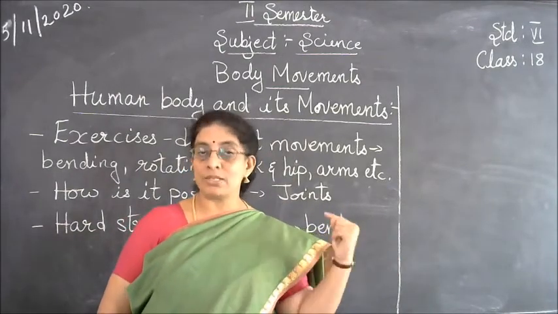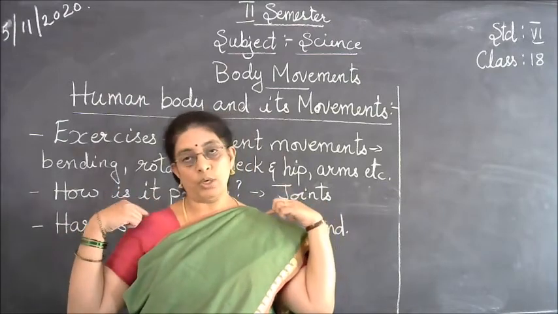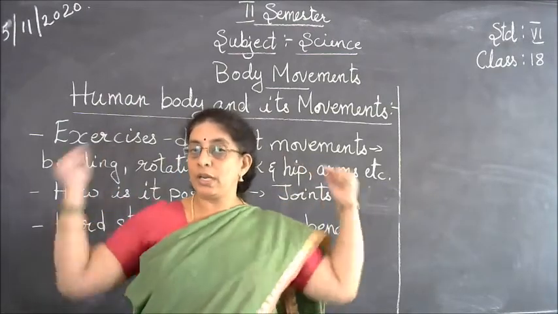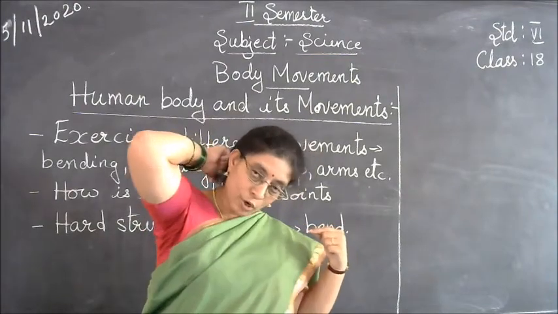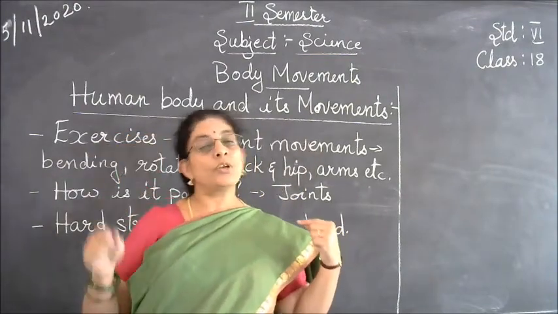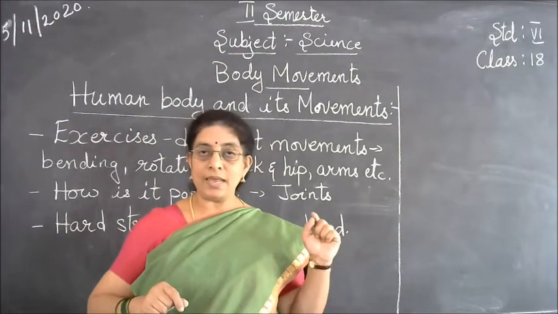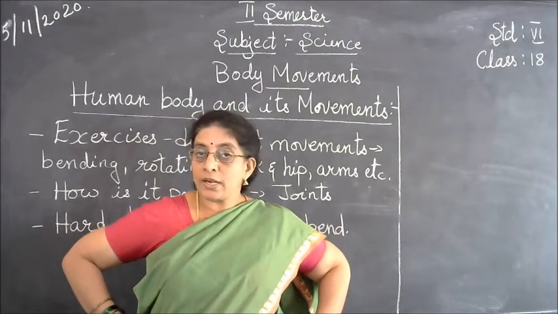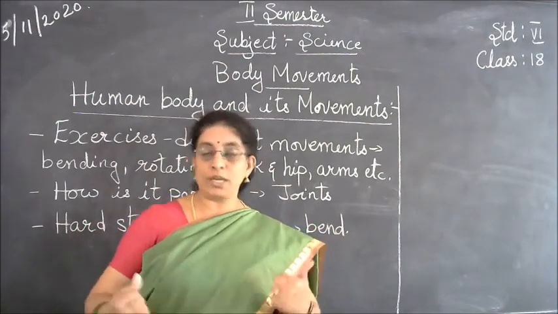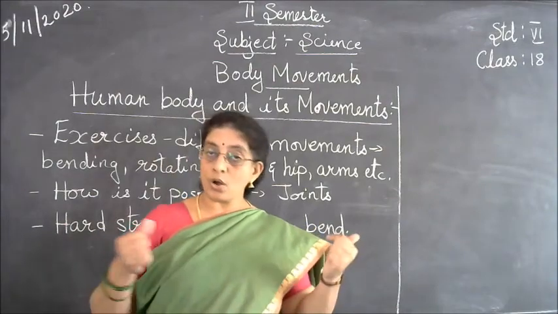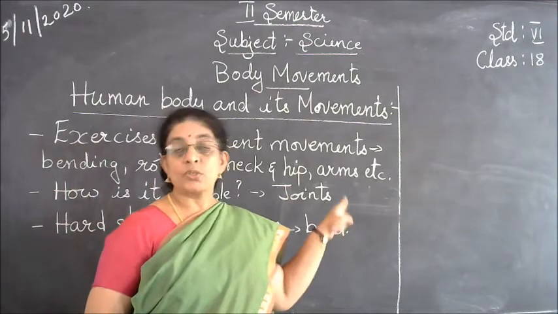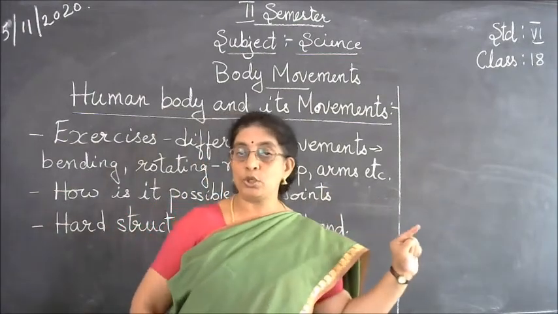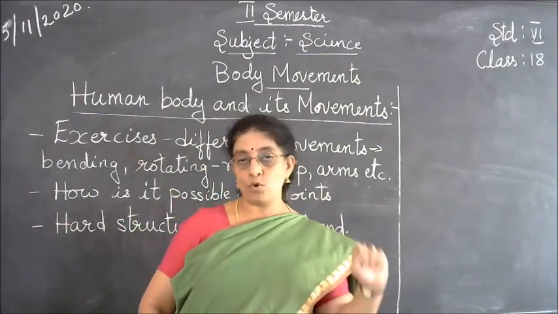Okay, so there is a joint in your shoulder, so you are able to rotate your hands. There is a joint between your backbone and your neck, so you are able to rotate your neck. There is a joint in your hip, so you are able to rotate your hip. So all this is possible because there are joints. These joints help you to have these movements.